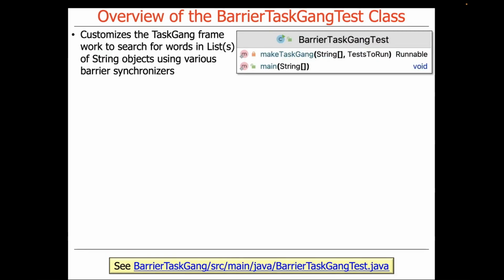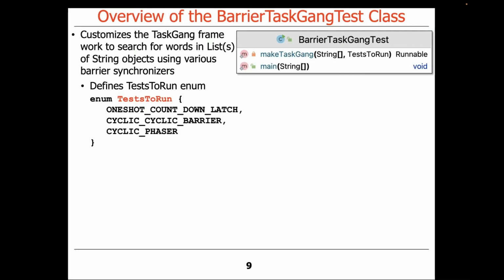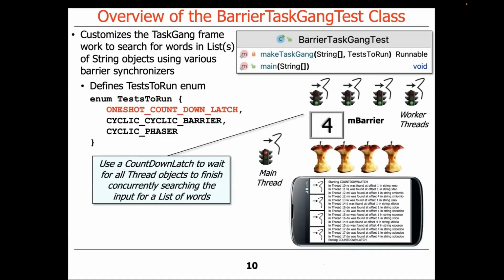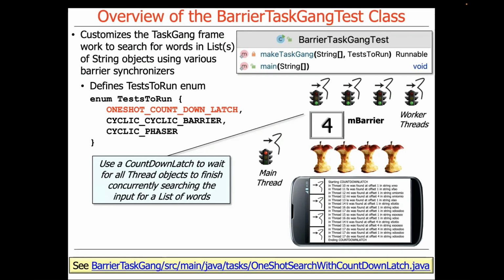This customizes the TaskGang framework to search for words in lists of string objects using various barrier synchronizers. And the emphasis here is on lists, as you'll see shortly. There are a number of different tests to run. There's one test called one-shot countdown latch, and that uses a countdown latch, which we'll talk about. It's a common Java synchronizer for barriers that waits for all thread objects to finish concurrently searching the input for a list of words. That's going to be only one shot, just running one time. And you can see the code that goes along with it at this link.